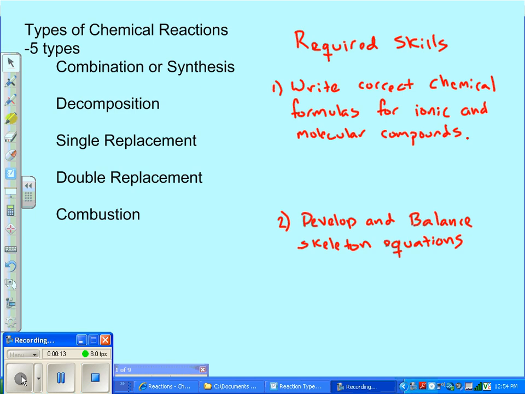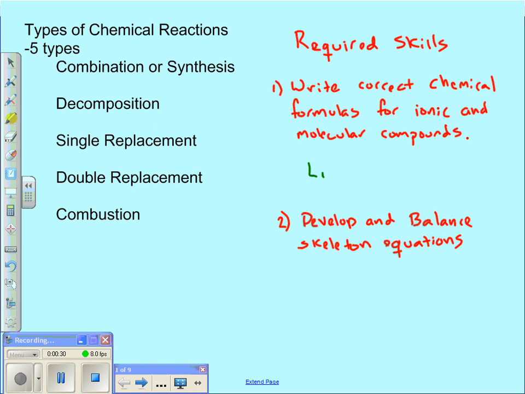So the skills that we're going to need to move forward to understand these things are the stuff from last unit. We're going to need to be able to write chemical formulas for ionic and molecular compounds. An example of what I mean by that is, let's take lithium for example. Lithium, remember, exists as a +1 cation, and oxygen exists naturally as a -2 anion. So if we need to write the formula for lithium oxide, it's not just simply LiO, it's Li2O. That would be a neutral compound of lithium oxide.